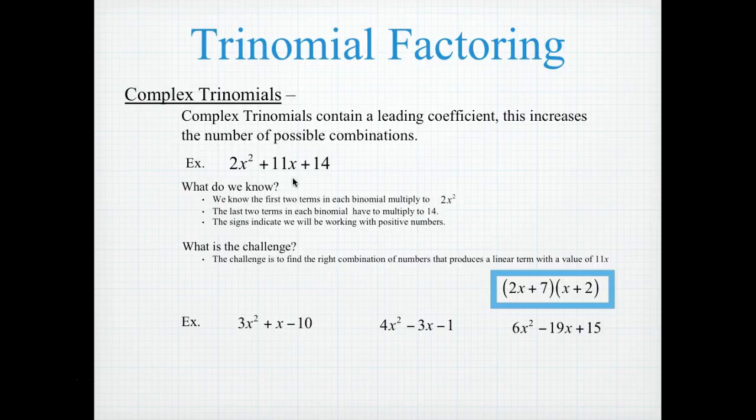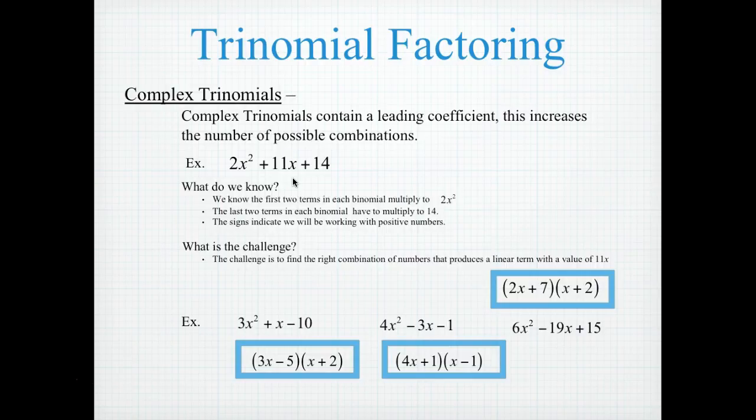So the correct factored form of 3x squared plus x minus 10 is 3x minus 5 times the quantity of x plus 2. 4x squared minus 3x minus 1 has a correct factored form of 4x plus 1 times the quantity of x minus 1. And lastly, 6x squared minus 19x plus 15 has a correct factored form of 3x minus 5 times 2x minus 3.